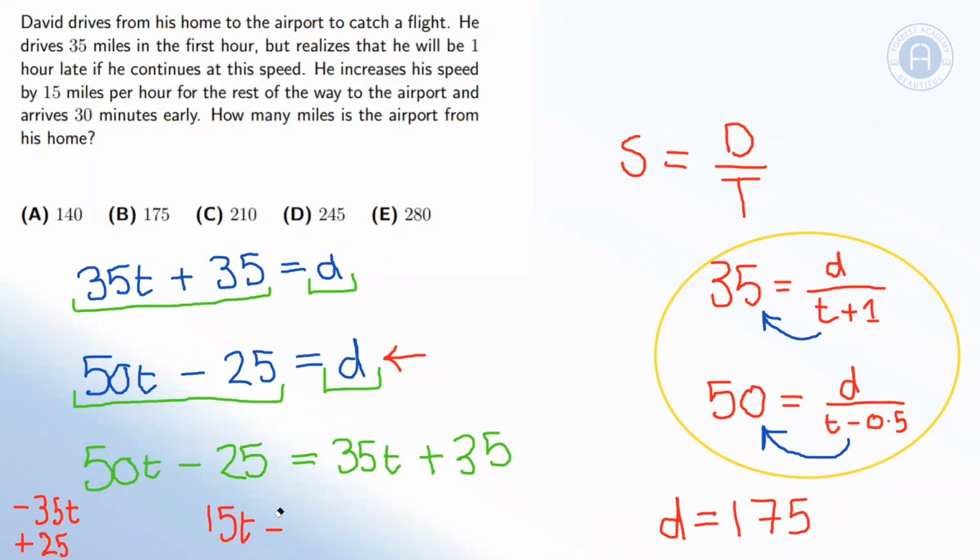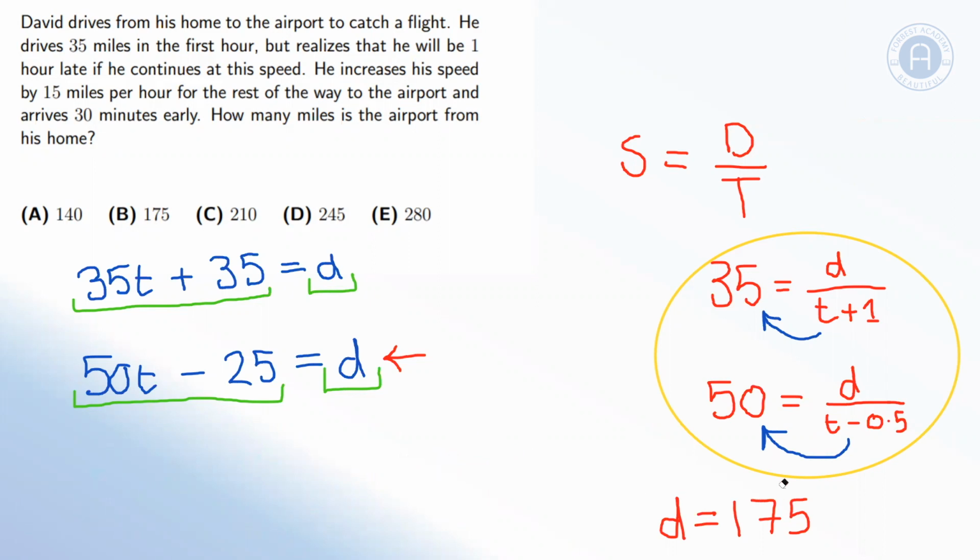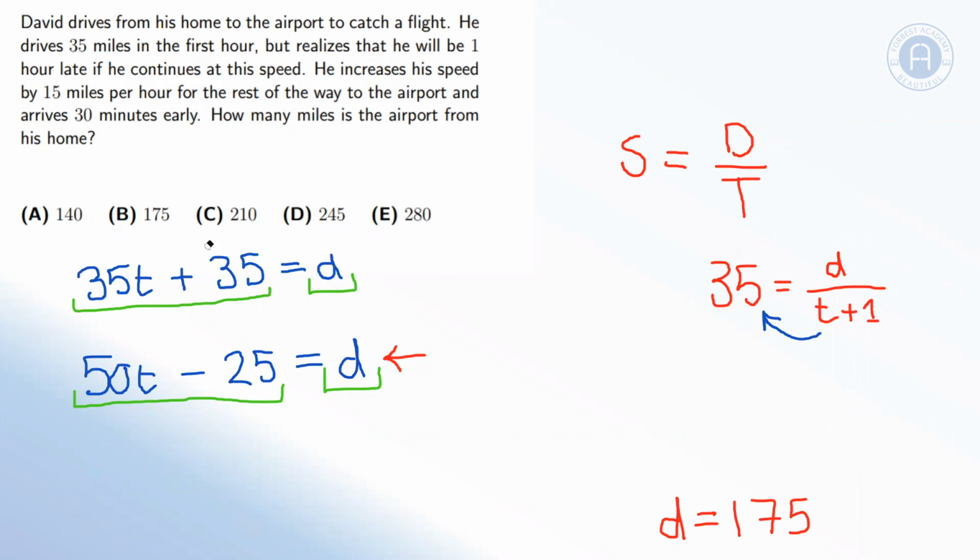Now, before we circle that answer, we need to remember that D refers to the distance remaining. He's already traveled 35 miles at this point. So a really easy mistake to make would be to get that distance of 175 and immediately circle answer B, 175. But we know he's already traveled 35 miles. So our total distance will be 175 plus 35, which is 210. So our answer is C, 210.